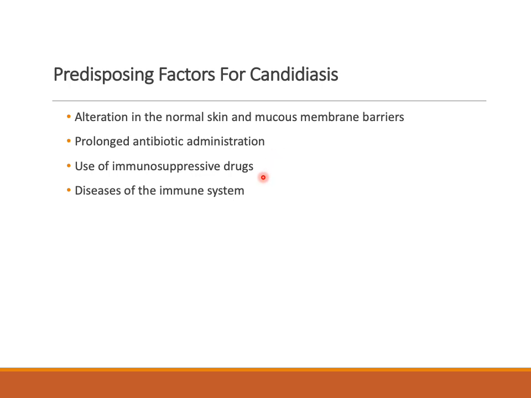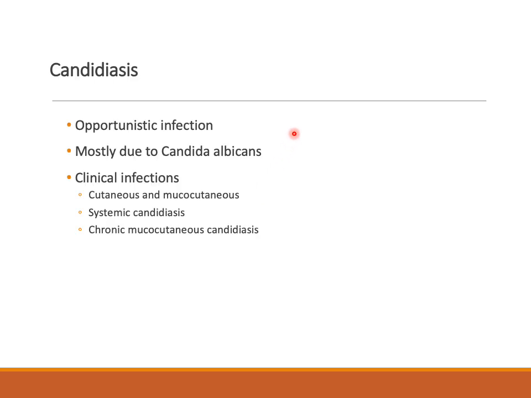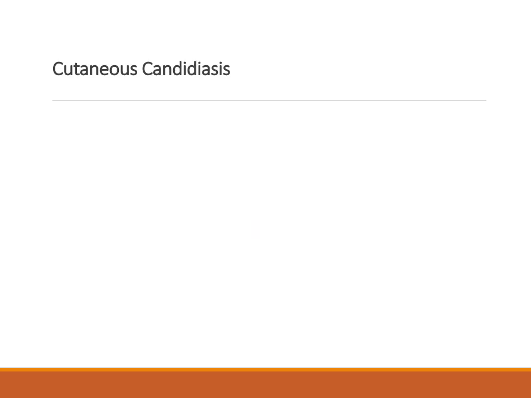The use of immunosuppressive drugs, I think that's self-explanatory, and any disease of the immune system. Okay, so that will cause suppression of the immune system. So opportunistic infections, okay. We said that Candida is the most common cause of opportunistic fungal infection. So the most common species is Candida albicans. So the clinical infection is cutaneous and mucocutaneous. It can cause systemic candidiasis, or it can cause chronic mucocutaneous candidiasis.